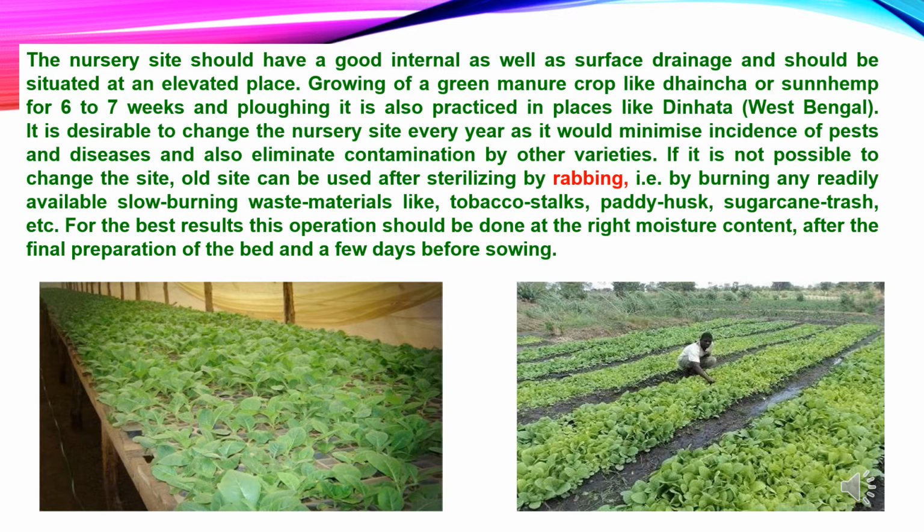Dinhata, West Bengal. It is desirable to change the nursery site every year as it would minimize the incidence of pests and diseases and also eliminate contamination by other varieties. If it is not possible to change the site, the old site can be used after sterilizing by rabbing, means by burning any readily available slow burning waste materials like tobacco stalks, paddy husks, sugarcane trash, etc. For the best result, this operation should be done at the right moisture content after the final preparation of the bed and a few days before sowing.